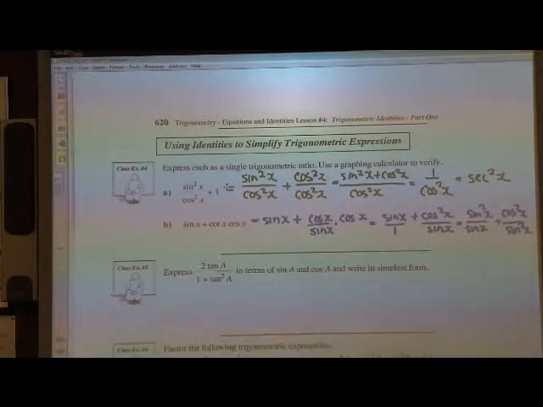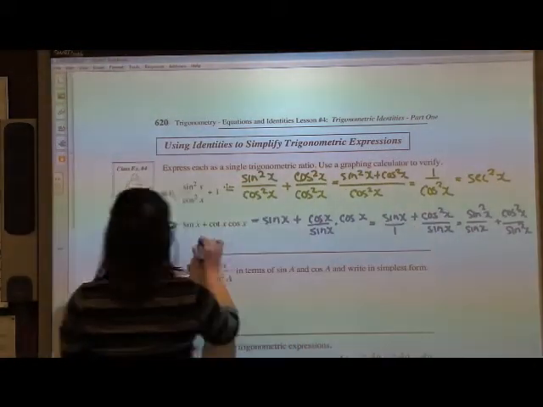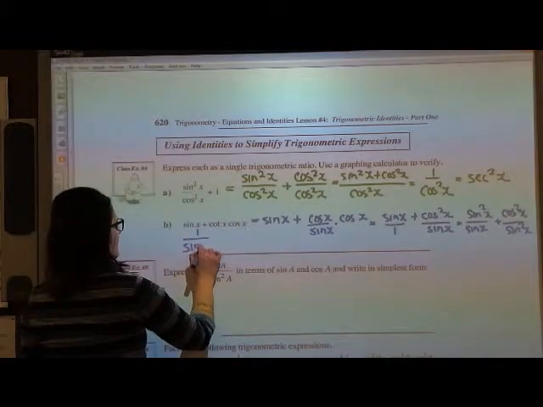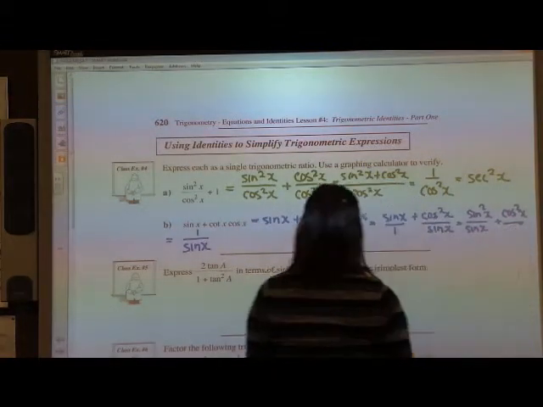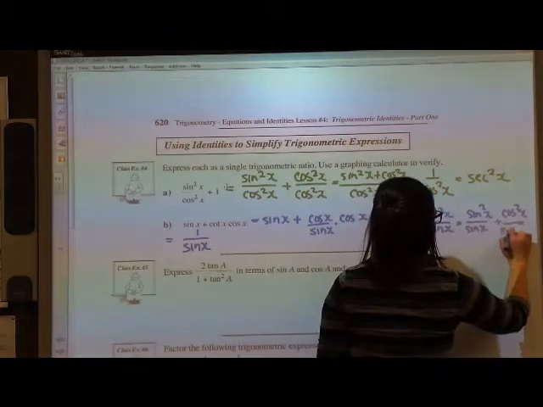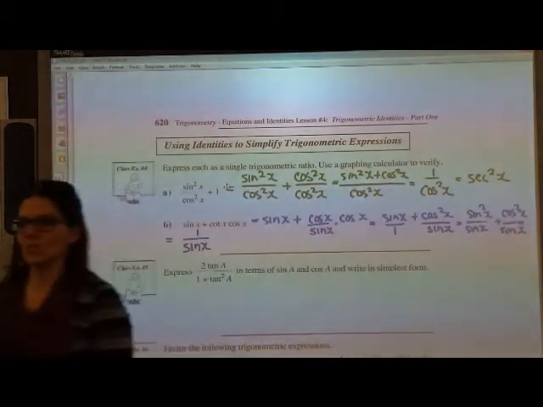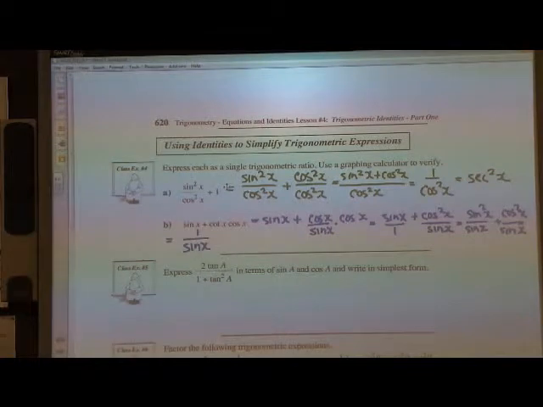So now I can add these together, and I have sine squared x plus cos squared x, which equals 1. So now I have 1 over sine x. What is 1 over sine x? Cosecant. Cosecant x.